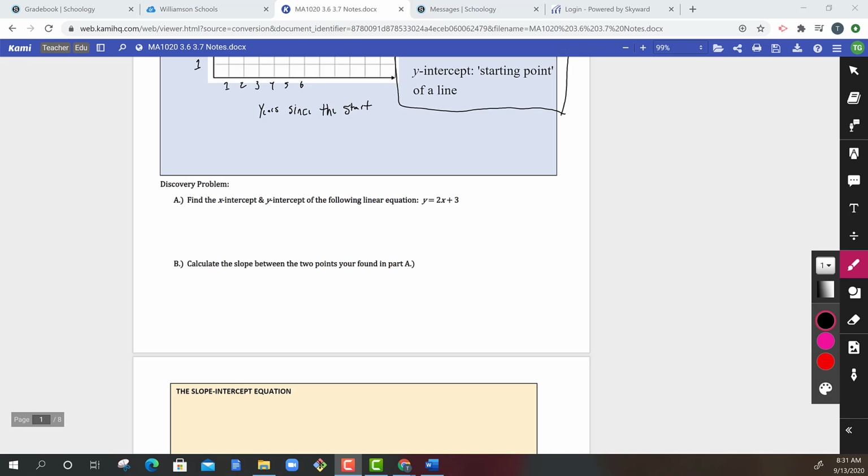All right, moving on to this discovery problem. It says find the x and y-intercept of the following linear equation. So go ahead and pause the video and do that on your own. That's review from last week. So that's what you should have gotten for the x and the y-intercept. And now pause and go ahead and find the slope between those two coordinates.